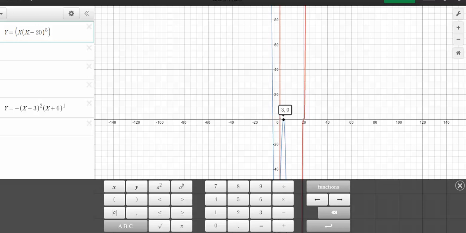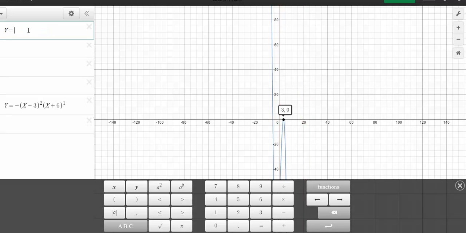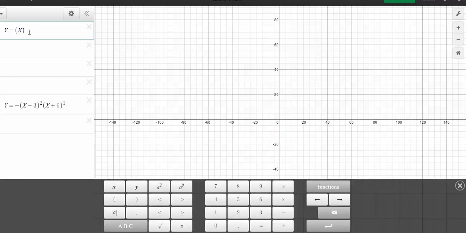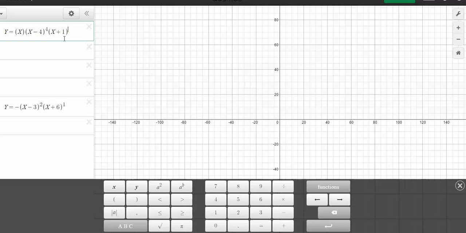I'm going to get rid of all the red. And let's not sketch it yet. Let's see if we can make sense of what it's going to look like before we sketch it. So I'll go x, and let me turn this off so it doesn't sketch. I'll turn the blue off also. And if I go x, and then x minus 4 to the power of 3 or 4, let's leave it at that. And then I'm going to add one more here: x plus 1 to the power of 3.